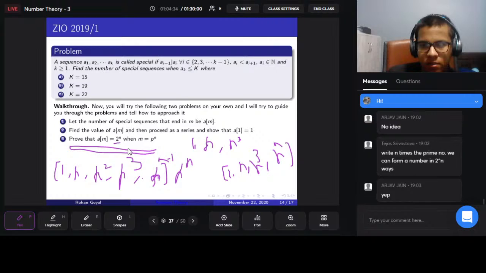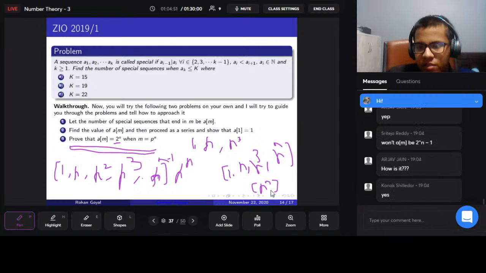Is this fine? Why 2 to the n minus 1? You can have the individual set p to the n as well, right? If you pick nothing, then this is also a valid sequence. So you don't need to remove this case, Ritesh.